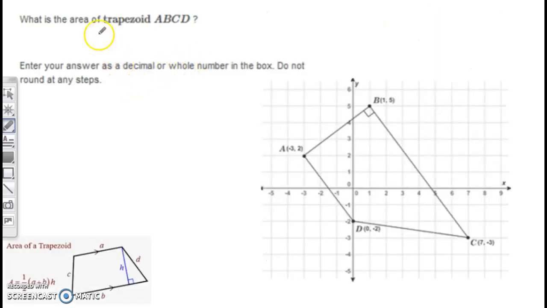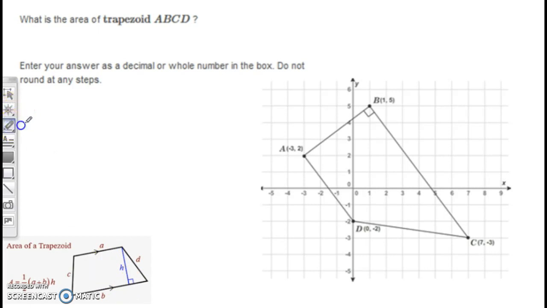Okay, so here's this one. It says, what is the area of the trapezoid? And it does give us a picture this time, which is awesome. So you can check your foldable note for the formula. It's 1/2 of A plus B times H. Okay, now remember, B still stands for base and H still stands for height. And just like in any other figure, the height has to be perpendicular to the base.